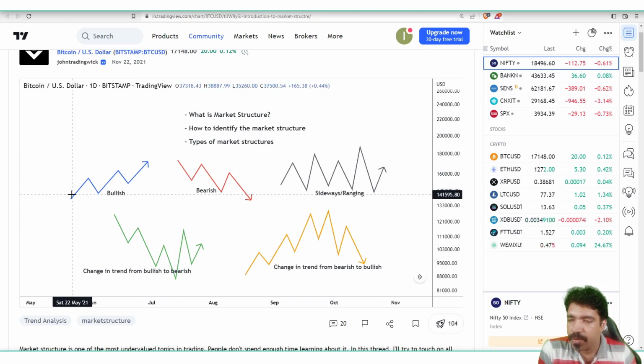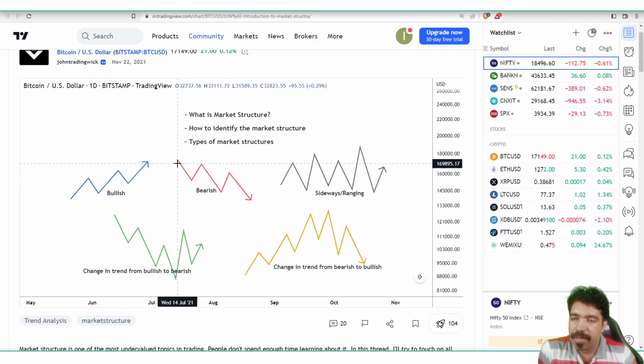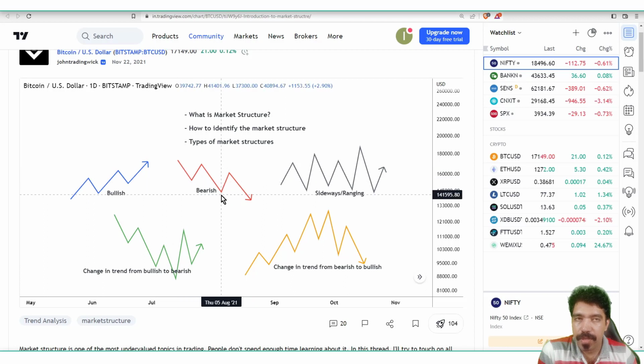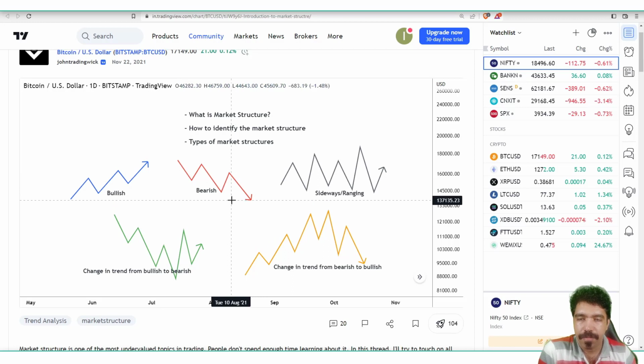So this is bullish. The price is going up, then down, then up, then down, then up. Basically the higher highs are greater than the lower lows. If the higher high is more, that means we are in the uptrend, that is the bullish market. Similarly, on the flip side, if the high is lower and the lower low is lower compared to the previous low, that means we are in the downtrend, that is the bearish signal.